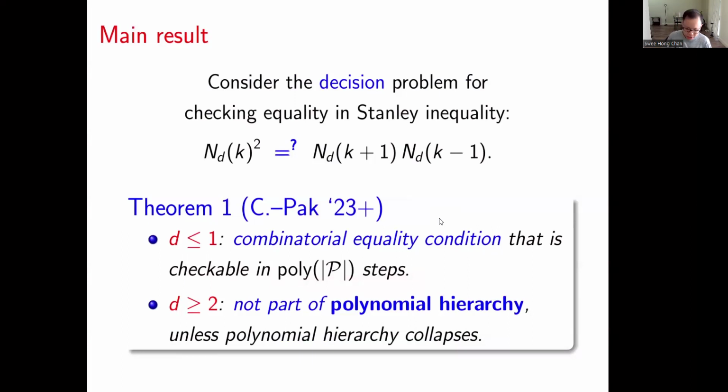However, when d is greater than or equal to 2, a phase transition occurs. Then the problem becomes so difficult that even if we just fix d equal to 2, just for that case alone, this decision problem becomes so hard that not only is it not in polynomial time, it's not even in NP, it's not even in co-NP, it's not even in any level of the polynomial hierarchy, unless the polynomial hierarchy collapses, and in that case, we have many more important things to worry about. This is our first main result.